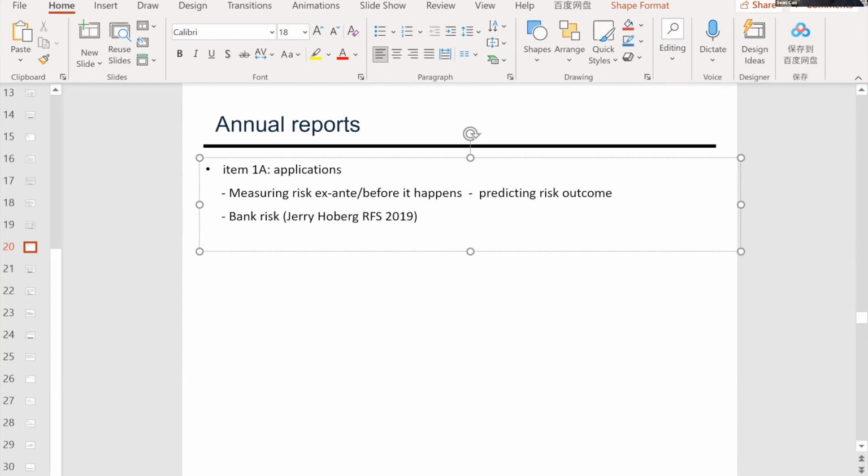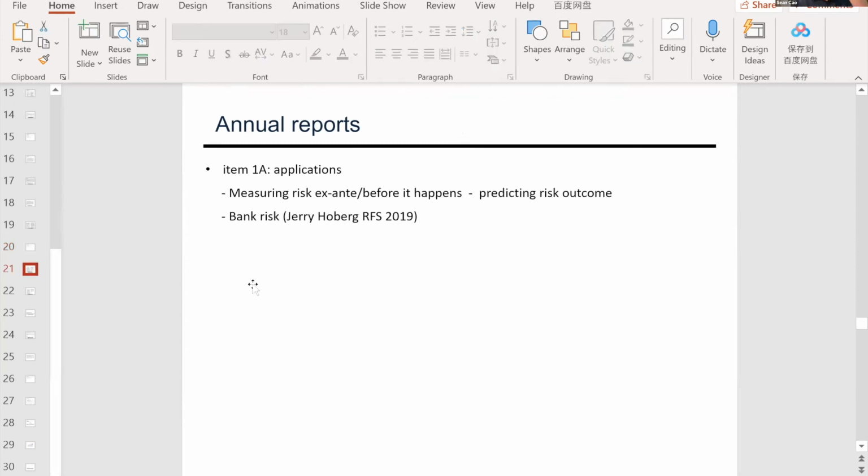How to use the annual report item 1A to measure bank risk. Once you know the bank risk ahead of time, you can predict what happens in the bank, and you can help the whole economy, right? You can help the whole economy. This is item 1A. Let's keep moving to the other item.